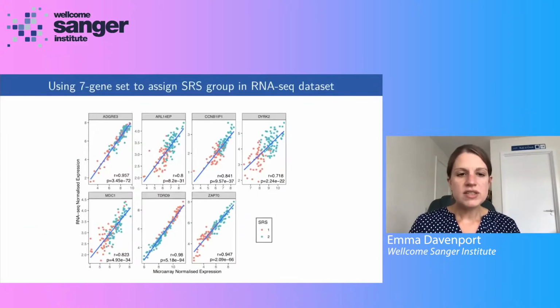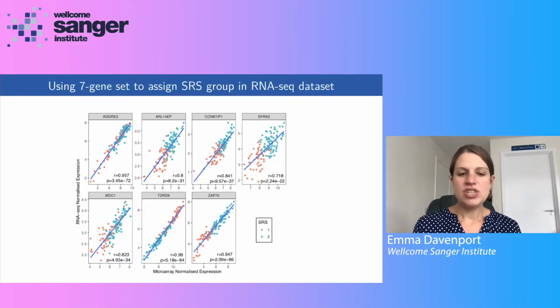So to look at the first question, here are the 7 genes that we've been using to define our SRS group. On the x-axis, we have microarray normalized expression, and on the y-axis, we have the RNA-seq normalized expression. Each point is one of the 132 individuals that have both microarray and RNA sequencing data available. And as you can see, we're getting very good correlation across the 7 genes in terms of the expression using the 2 different types of technology.